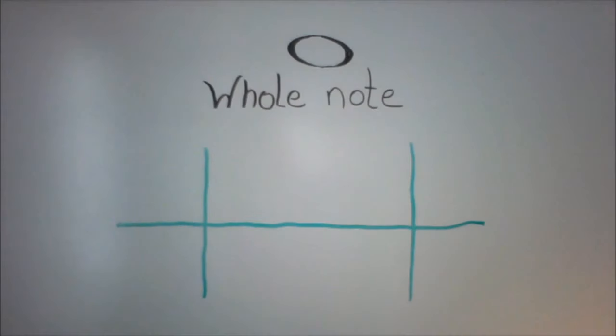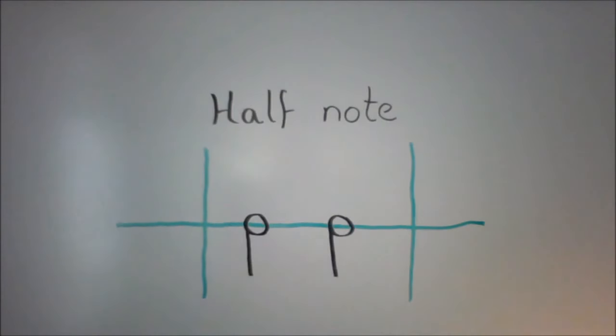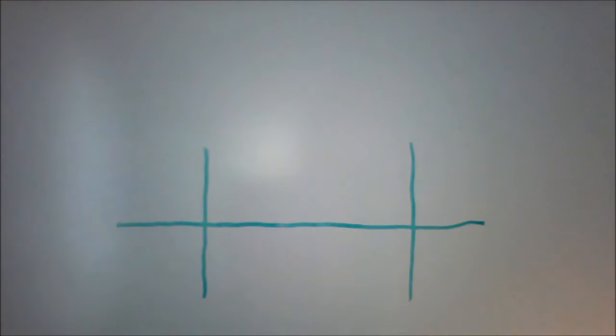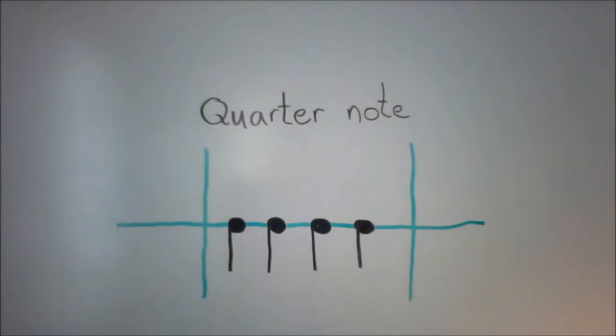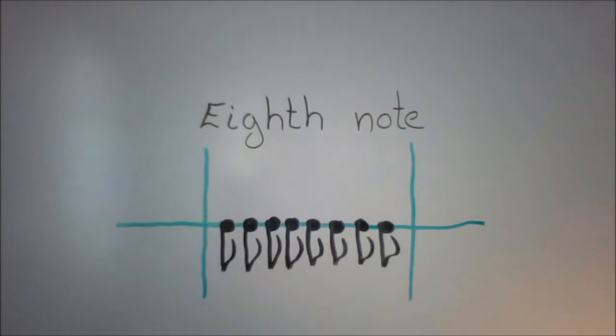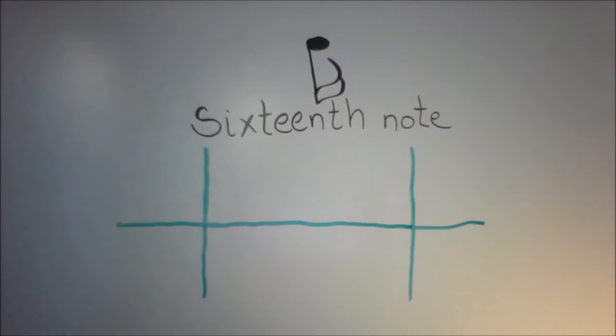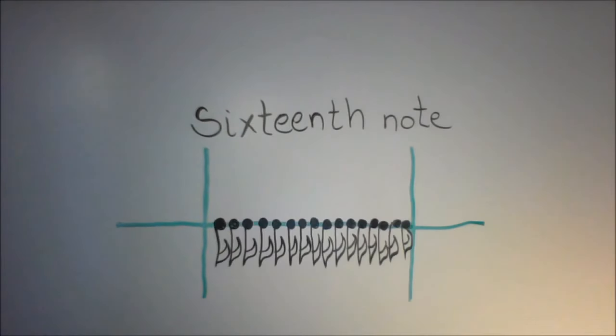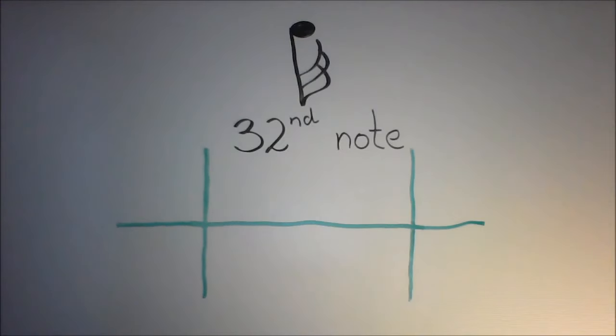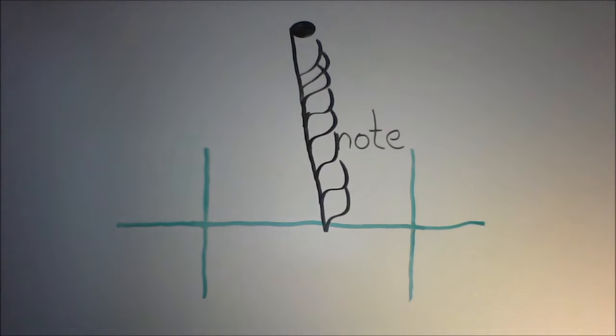We have the whole note, one of which fills a measure in common time. 1, 2, 3, 4. The half note, 2 of which fill a measure in common time. 1, 2, 3, 4. The quarter note, seen just a moment ago. 1, 2, 3, 4. The eighth note, 8 of which fill a measure. 1, 2, 3, 4. The 16th note, with 16 notes per measure. And then we have the 32nd note, the 64th note, the 128th note, and so on.